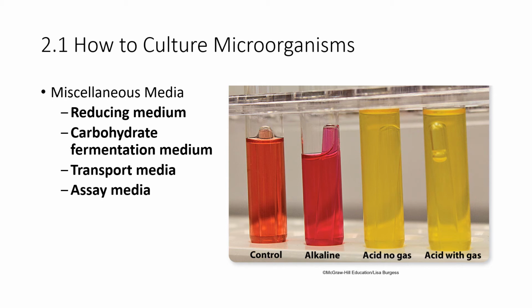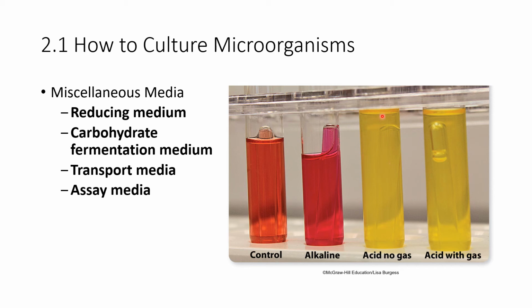And then there's the catch-all. There's miscellaneous, such as the reducing medium. It gets rid of any oxygen present, so this is for bacteria that like to grow in an unoxygenated environment. Carbohydrate fermentation media, as you see here on the right, starts as a red, and if the bacteria can utilize the one sugar present, the one carbon source present, it goes from red to yellow.